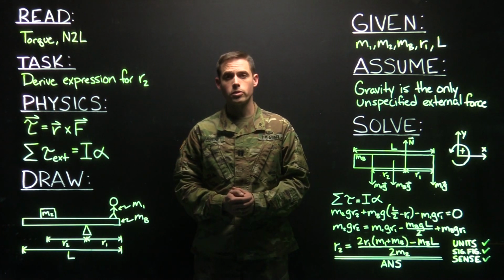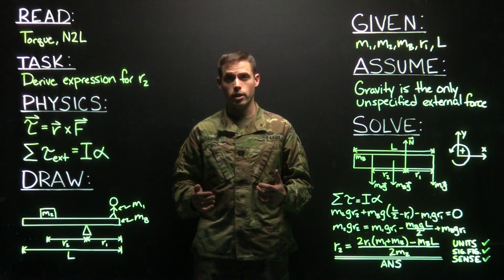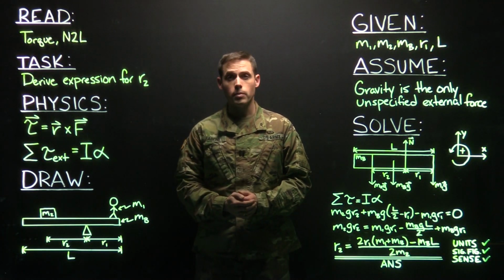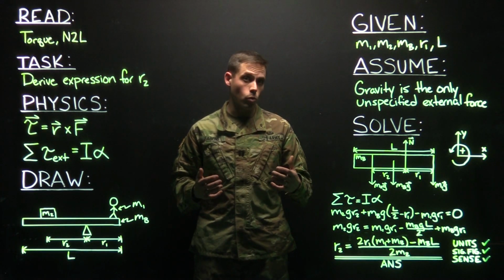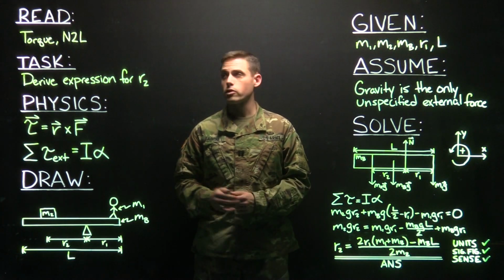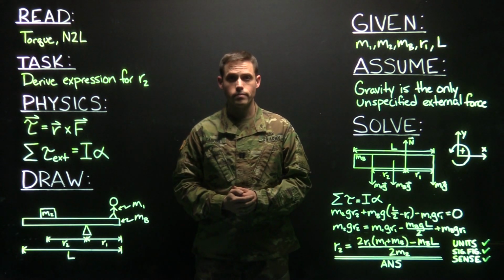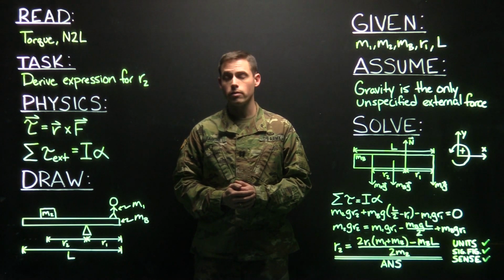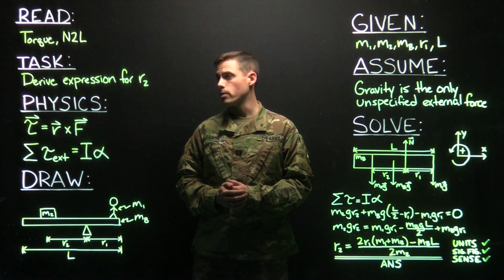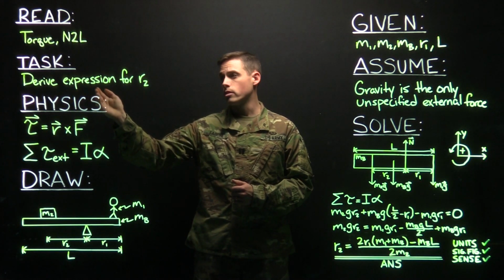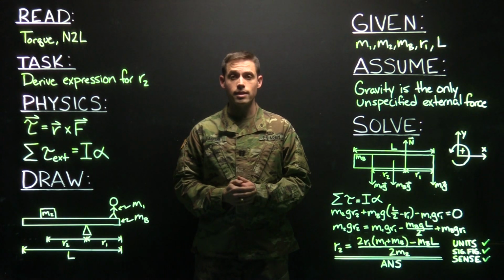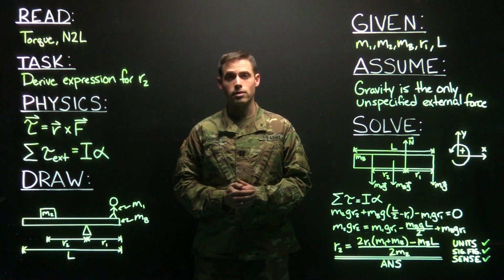Since we'll be applying forces at some distance from an axis of rotation on the board, we'll need to consider torque. Additionally, because we'll be applying multiple torques to our wooden board, we'll need to consider Newton's second law for rotation. The task that we've been identified to solve is explicitly stated in the problem statement, and that is to derive an expression for R2. R2 being the variable that we'll use to define the distance from the axis of rotation on the wooden board that we'll need to place a countermass to balance the cadet.